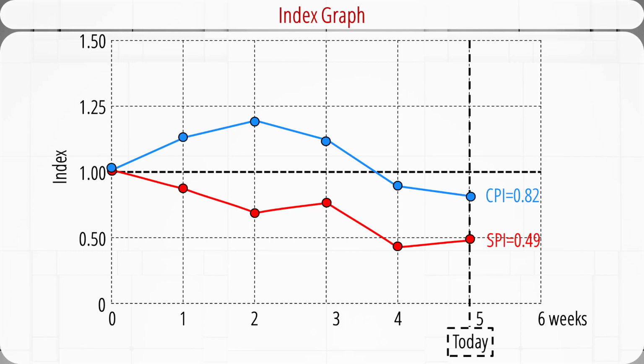The schedule performance index, SPI, was constantly less than 1 starting from the 2nd week, indicating the project was constantly behind schedule.